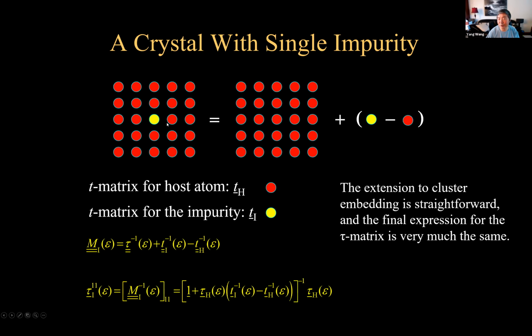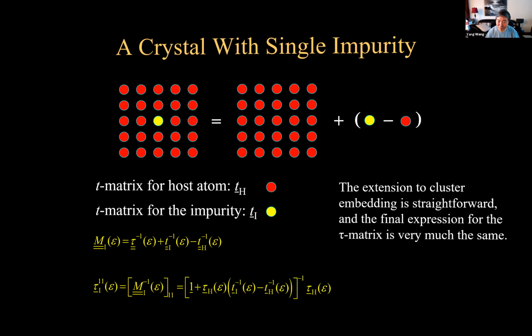This idea can be extended to a cluster situation, that instead of one impurity, you have a cluster of a particular kind of atoms embedded in an otherwise perfect environment. Perfect means that all the other atoms are exactly the same. Okay, so this can be easily extended. The formula will look very much the same. The reason I want to mention this is because this is important for the KKR-CPA approach.